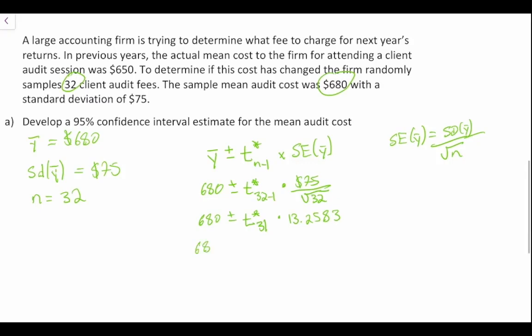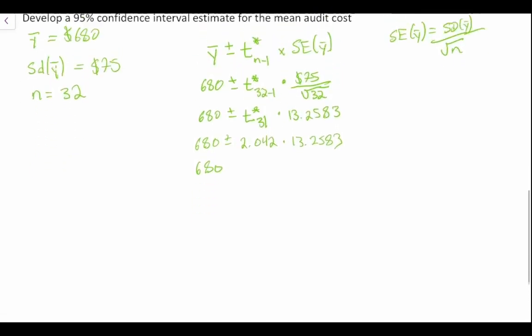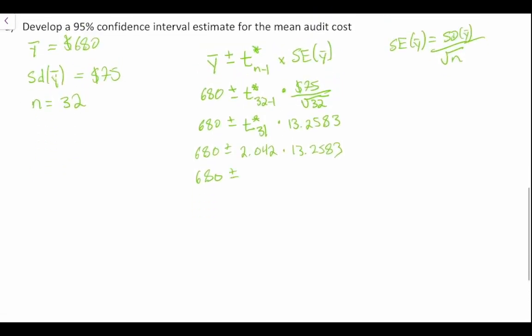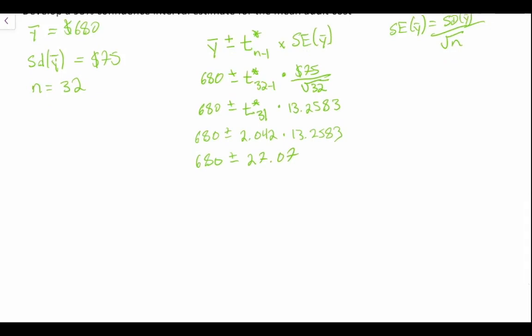So we have 680 plus or minus 2.042 times 13.2583. So 2.042 times 13.2583 gives us 680 plus or minus 27.07. So this is effectively our margin of error.